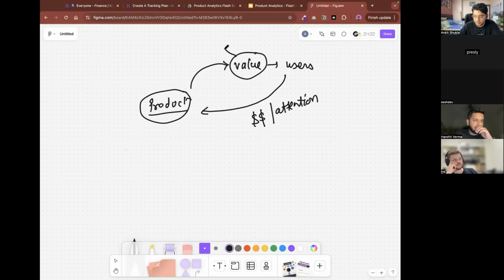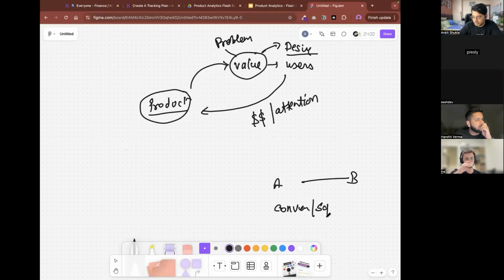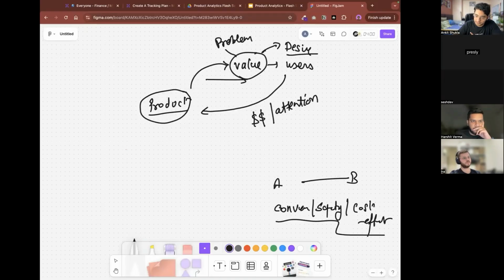Value means, are you able to solve a problem in the life of the user? The product has to be a solution for an important problem, or it has to address an important desire in the life of the user. I want to go from place A to place B, and I want convenience, I want safety, and I want cost effectiveness. So maybe I'll take an Uber. Uber is the product that solves for these desires or problems. Okay, so the first purpose of the product is to deliver the user value.